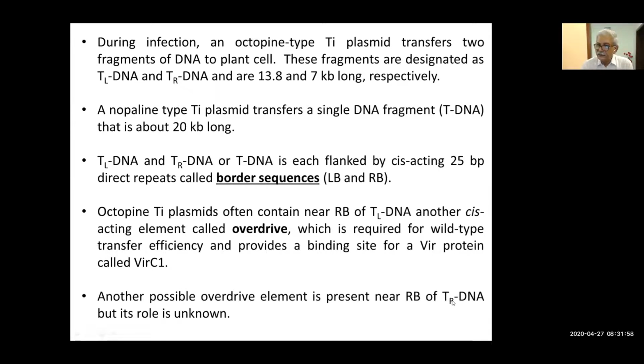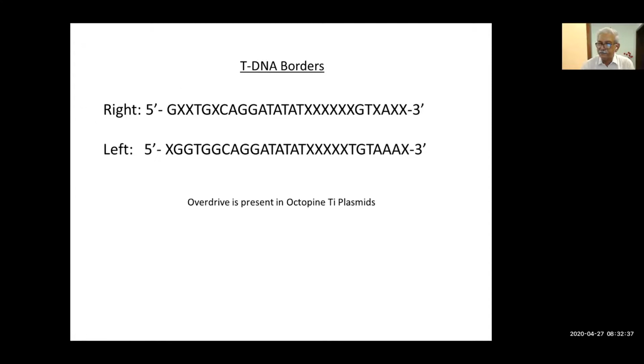What do TL DNA and TR mean? It means we are talking about Nopaline strain, which produces two tDNA molecules. One is known as TL and the other is known as TR. So the TL tDNA borders contain overdrive, and TR is also expected to have an overdrive sequence, but its function is not very clearly known so far. So only the overdrive sequence associated with the TL part of the tDNA is used for some Ti plasmid vectors for efficient development of the tDNA.